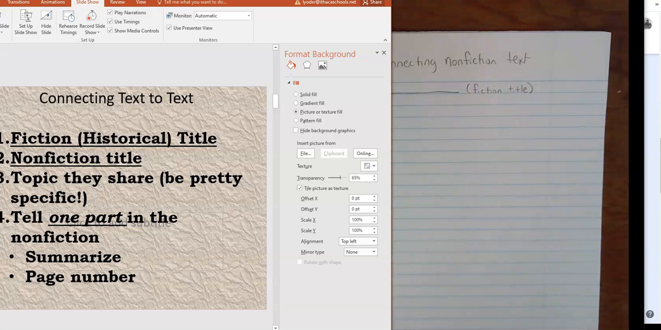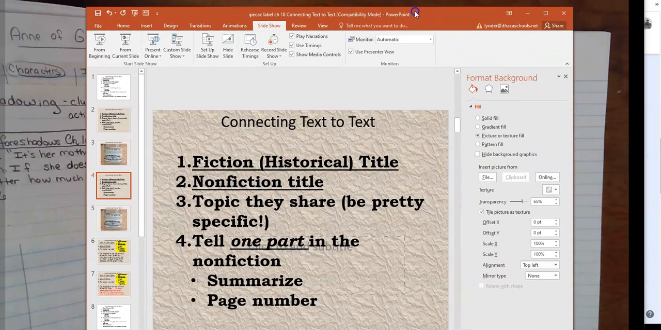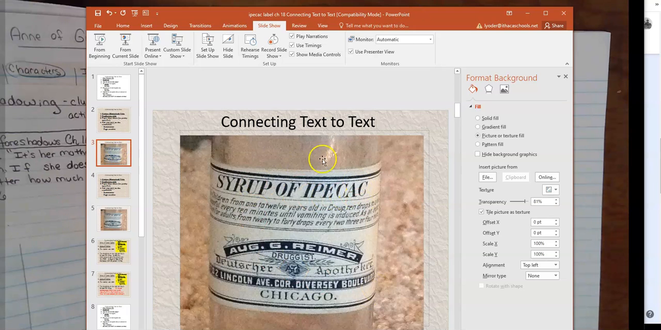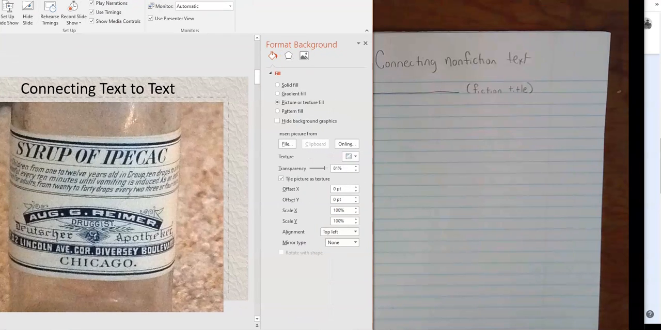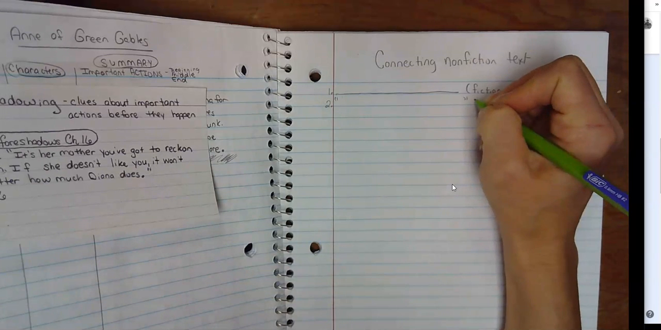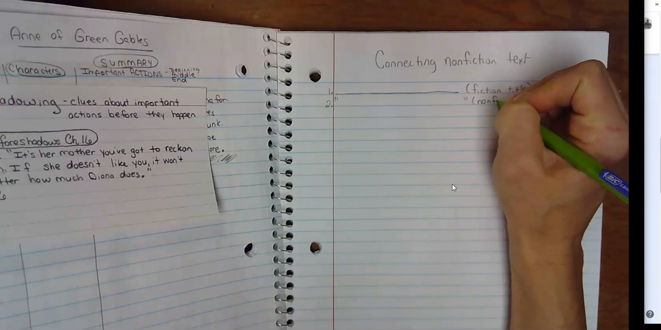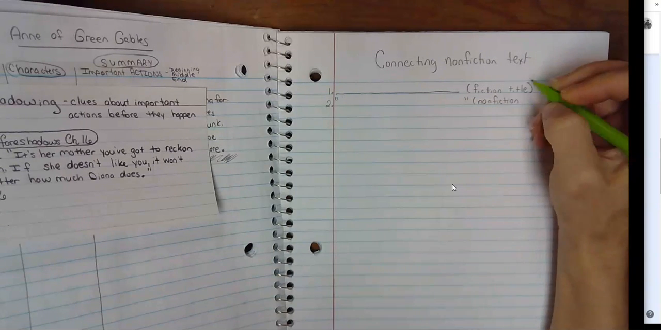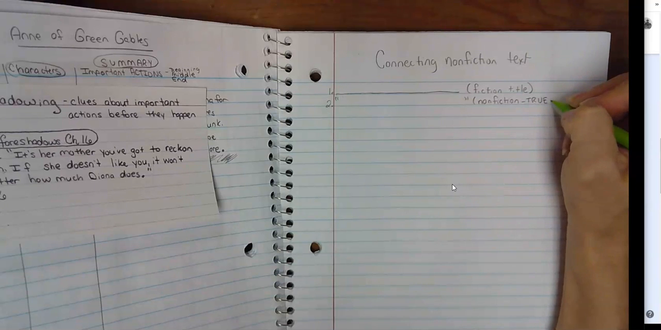The second piece that we are going to need is to identify the nonfiction title. Now this one happens to be underlined, but if we look back at the title of this text, it's not an entire book, is it? It does have a title, but it's a much shorter piece. So in this case, when you write the title Syrup of Ipecac over in your blank for number 2, you only need to use quotation marks. No, I'm not going to write it over for you, but I am going to remind you, use your quotation marks. And this is your nonfiction true text.